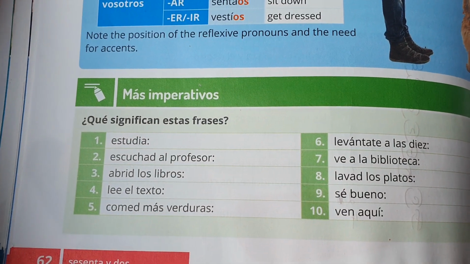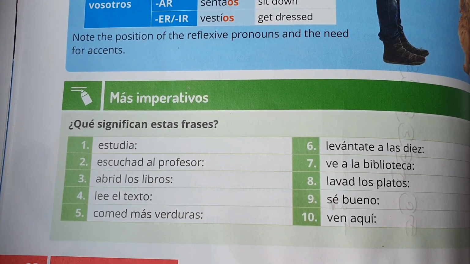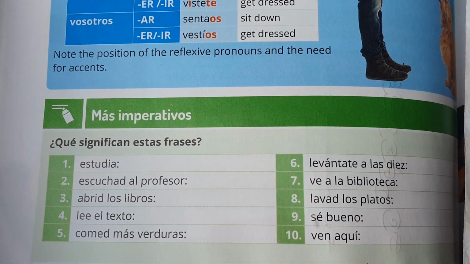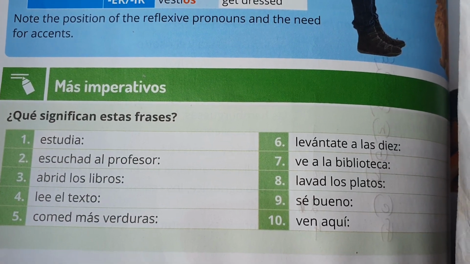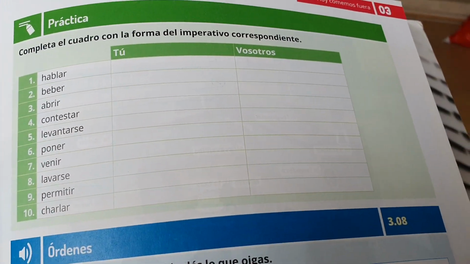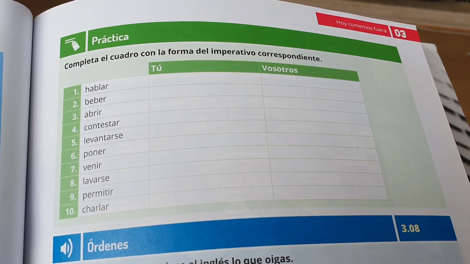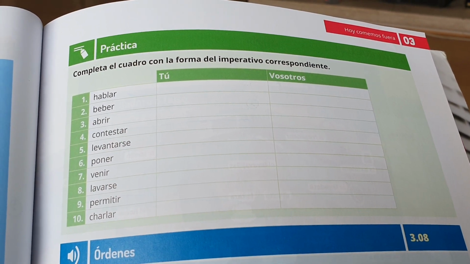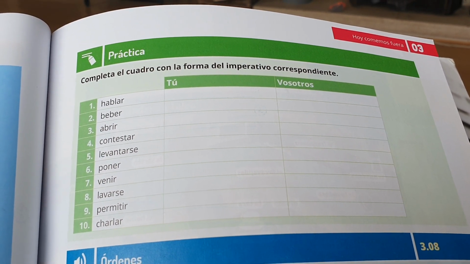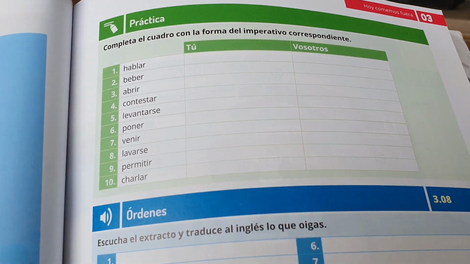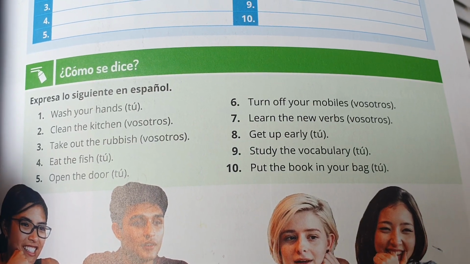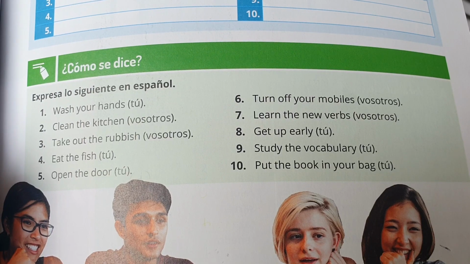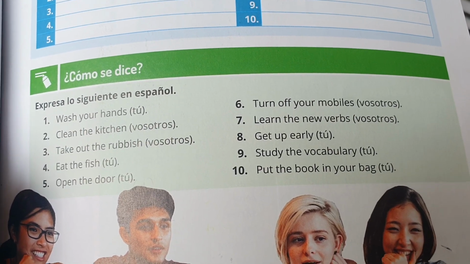Now, what I want you to do is this one here, más imperativos, more imperatives. So, ¿qué significan estas frases? What do these sentences mean? So, to translate those sentences as part of your work. Then moving on to the next page at the top, I want you to write in the tú form and the vosotros form. So, the you singular and the you plural. And then at the bottom of the page, I want you to expresa lo siguiente en español. So write the following in Spanish. And that is your homework for the next class.